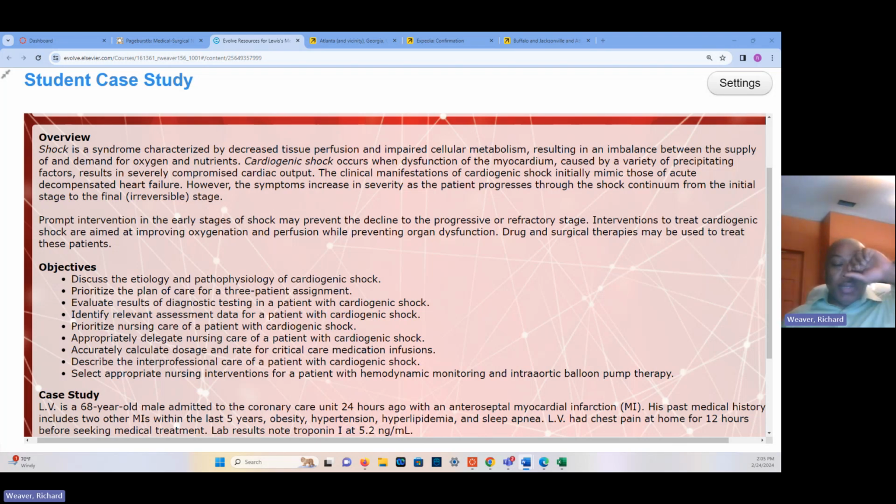So anyway, the continuum begins with the initial stage of shock that occurs at the cellular level, right? So there's nothing overtly visible that you can see to say right off that this patient is in shock, because it's going on at the cellular level because of the increasing acid buildup. We always say that this stage of shock is usually not clinically apparent. You don't see any clear-cut signs and symptoms or clinical manifestations yet.